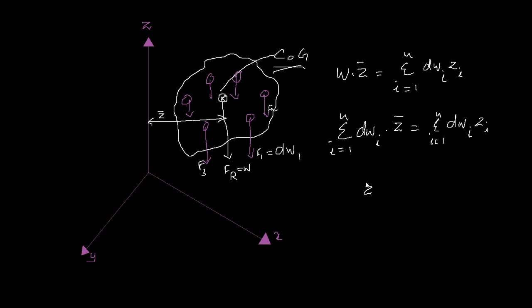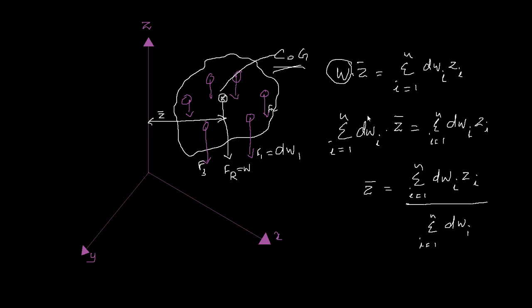Z bar, which is the distance to the center of gravity of the body from Z axis, is equal to summation of i equal to 1 to n dWi Zi divided by summation i equal to 1 to n dWi. And here this will be the total weight of the body, which is W here.